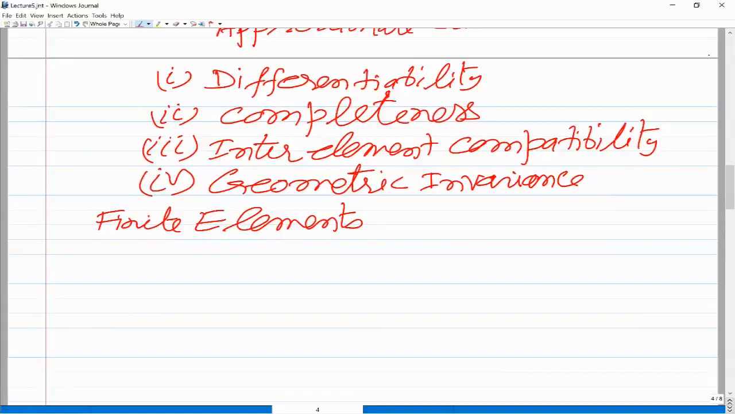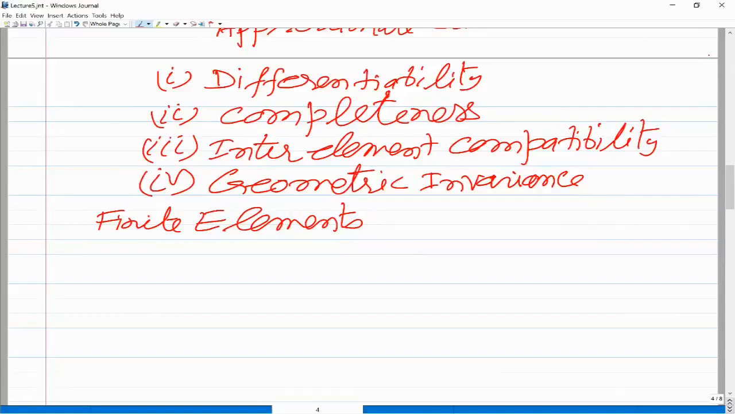And geometric invariance, as I said, is to make sure that we have the same variation of displacements u and v in the x and y directions. It should not happen that on one side you have quadratic and on the other side it is linear. We don't want that kind of thing. Either it is linear in both, or bilinear, or quadratic in both.